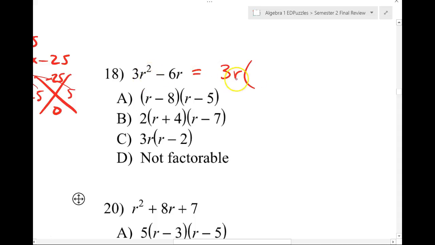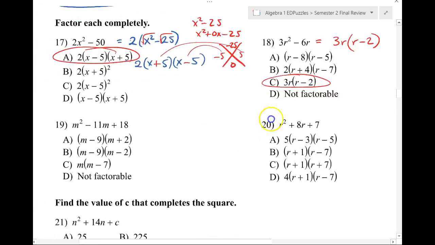Then r squared: r times what equals r squared? Well, it's r. And then minus. And then 3 times what equals 6? That's 2. And then r times what equals r? Just 1, so I don't need to write that. So there is that same expression factored. So it's C. Okay.